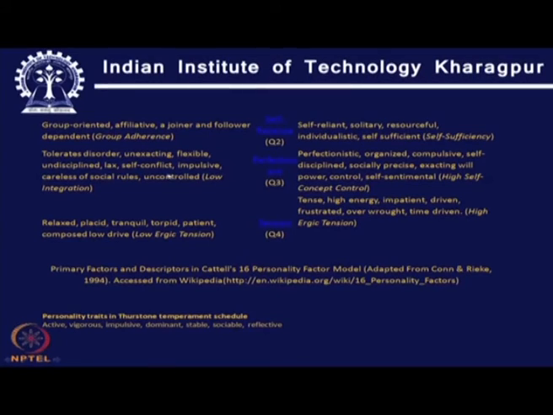Perfectionism: we have tolerates disorder, unexacting, flexible, undisciplined, self-conflict. And right hand side we have perfectionist, organized, compulsive, self-disciplined, and high self-sentiment. Tension: we have relaxed, placid, tranquil, that is low ergic tension, and right hand side we have tense, high energy, impatient, driven, frustrated, overwrought, that is high ergic tension.